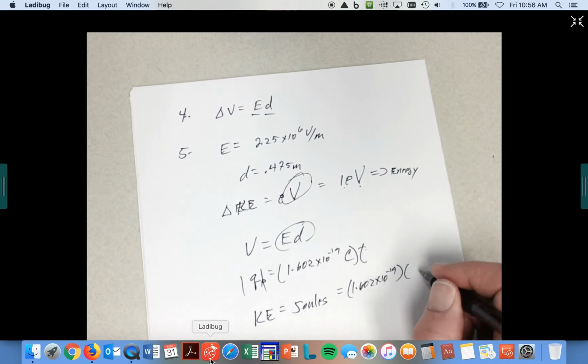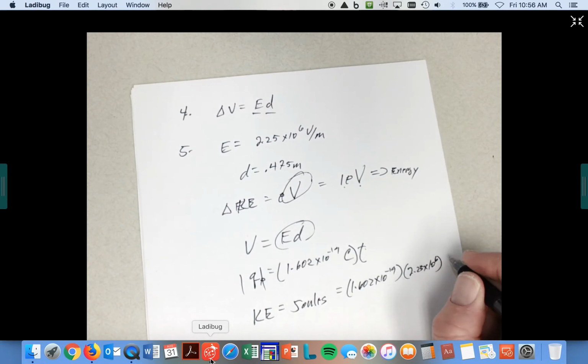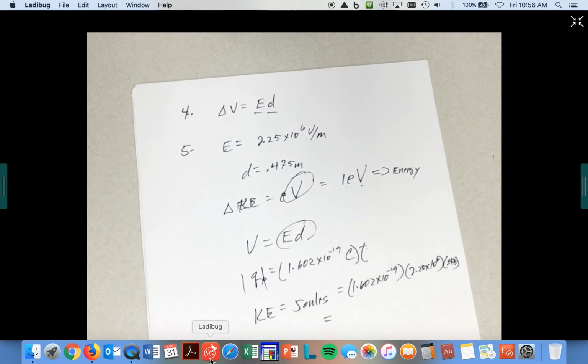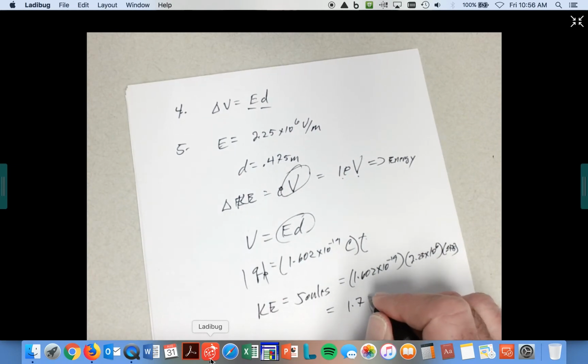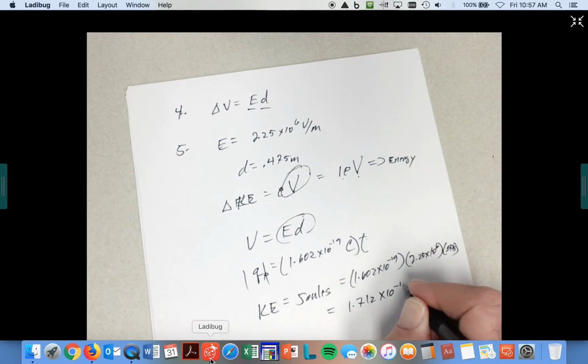I love these problems because they're just so straightforward. 2.25 times 10 to the 6th times 0.475 is equal to 1.602 E to the negative 19 times 2.25 E to the 6 times 0.475. Okay, now this looks funny. This is like 1.712 times 10 to the negative 13 joules.